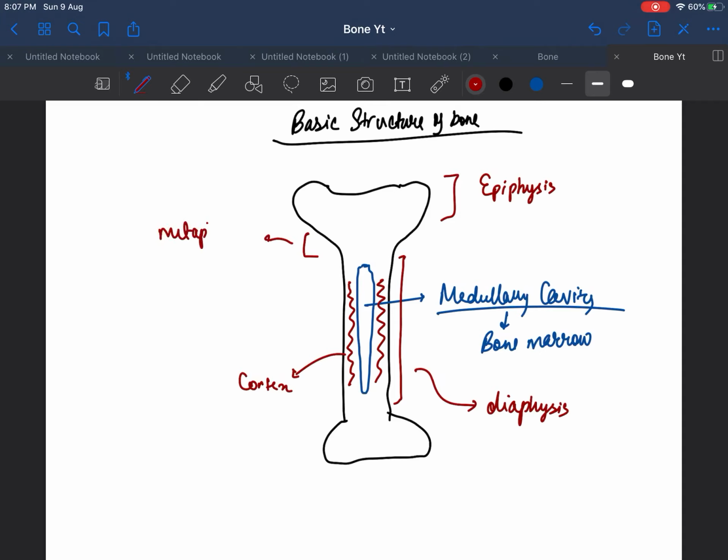metaphysis. The special thing about this area is that it consists of the epiphyseal plate, which is responsible for the elongation of the bone, vertical and horizontal. Mostly the vertical elongation of the bone is important due to the presence of the epiphyseal plate, which is present in the metaphysis. So this is the basic structure of the bone.